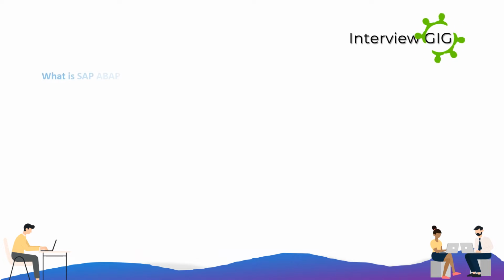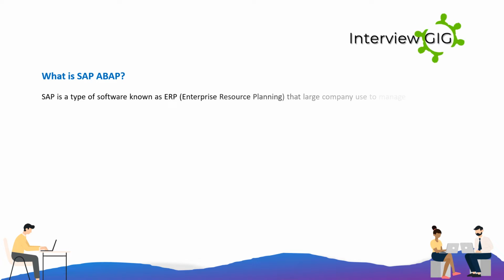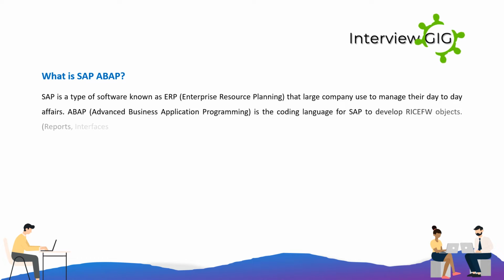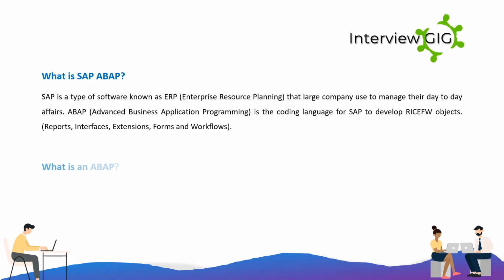What is SAP ABAP? SAP is a type of software known as ERP, Enterprise Resource Planning, that large companies use to manage their day-to-day affairs. ABAP, Advanced Business Application Programming, is the coding language for SAP to develop RESTful objects, reports, interfaces, extensions, forms and workflows.